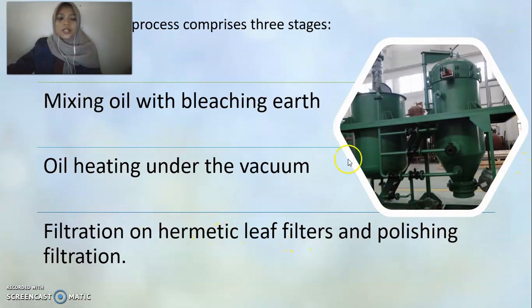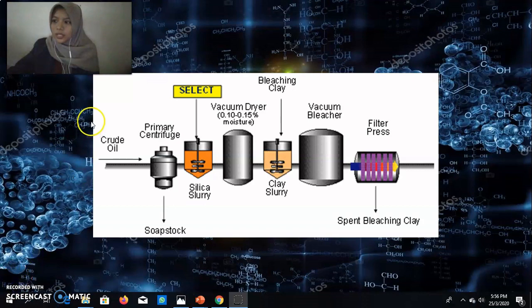So these are the figures of the hermetic leaf filters. We use these filters because we want to remove the spent chemicals. And polishing filtration. For filtration, we want to make sure it is the final filtration step. Okay, this is single filtration bleaching. So you can see from crude oil. Crude oil is like petroleum oil that comes from the earth. And then primary centrifuge, select, silica slurry, and okay, you can observe it.